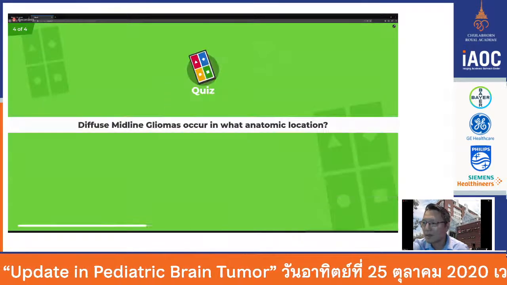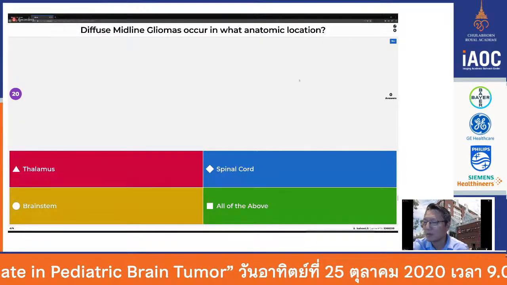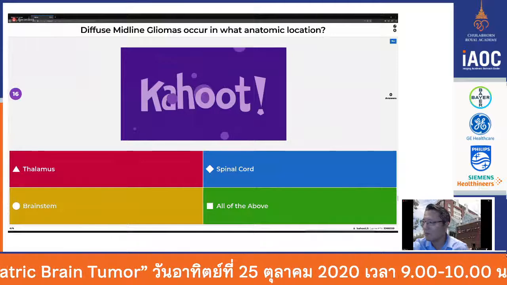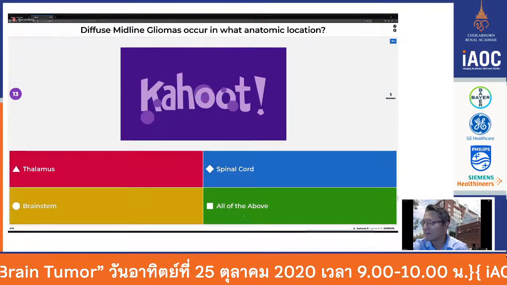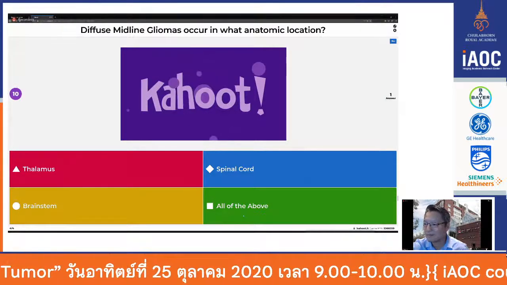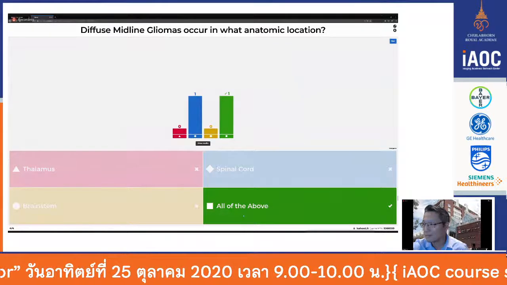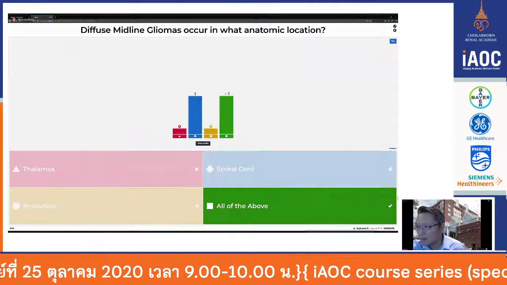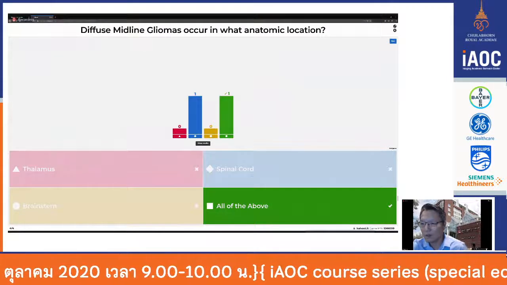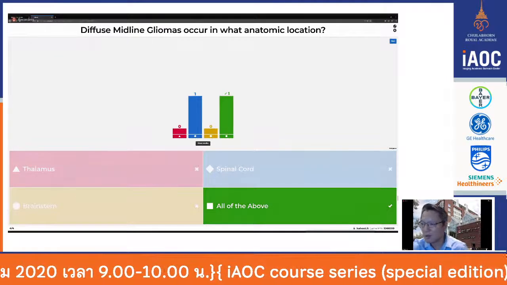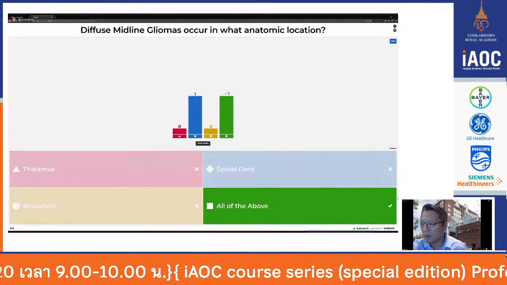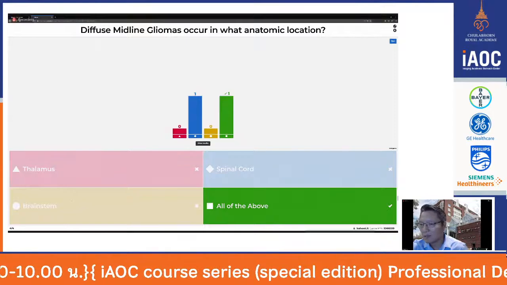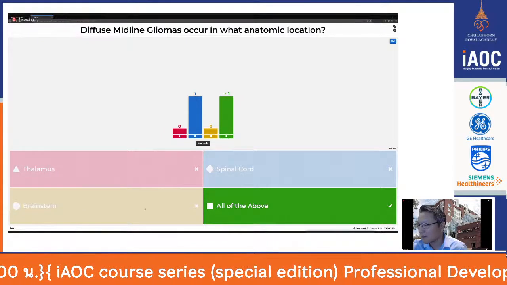All right, diffuse midline gliomas occur in what anatomic location? The thalamus, the spinal cord, the brainstem, or all of the above? All right, so we have some split answers. Definitely can occur in the spinal cord, but definitely can occur in thalamus and brainstem. I did show cases for diffuse midline gliomas in all 3 of these locations, especially the DIPG pons, as well as the cerebellum. And so all of the above is correct.